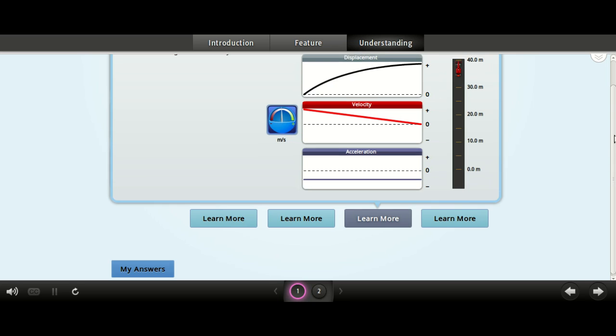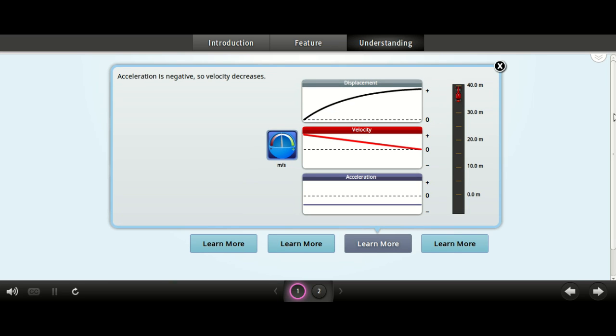When the car slows down, acceleration is negative and velocity decreases. Displacement remains positive, but it doesn't increase as quickly as when acceleration is positive and velocity increases.